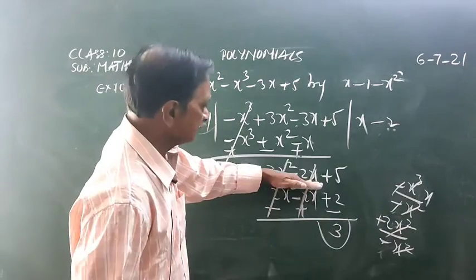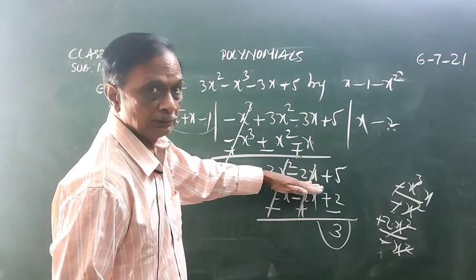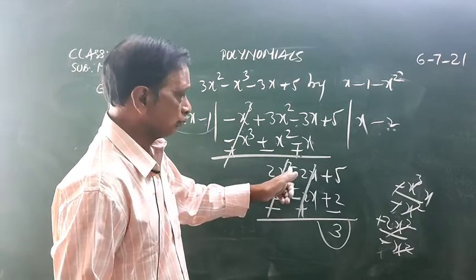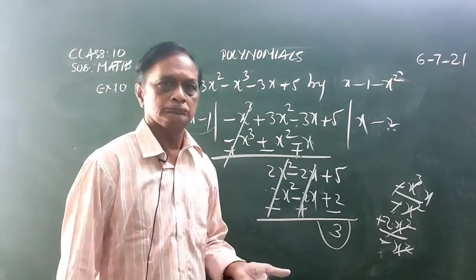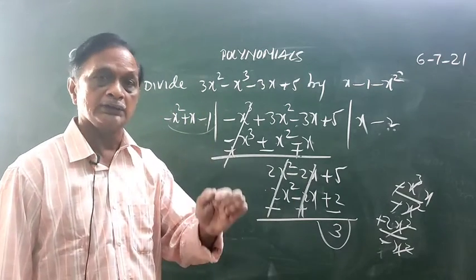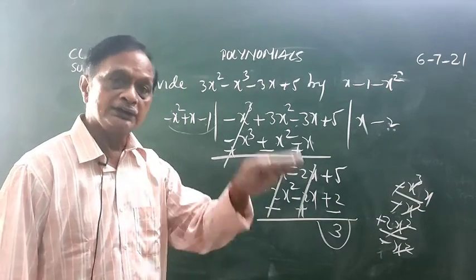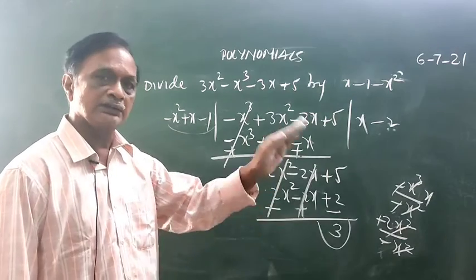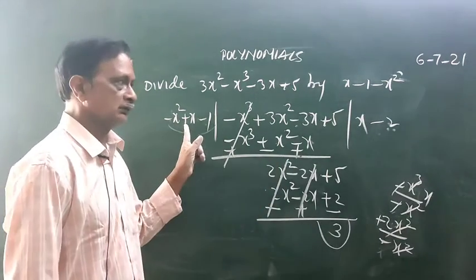You cannot stop the division here. Why? Because what is the degree of this one? 2. Here also 2. Equal. But what is our rule? We have to continue the division until you get the remainder either 0 or the degree of the remainder is less than the degree of the divisor.